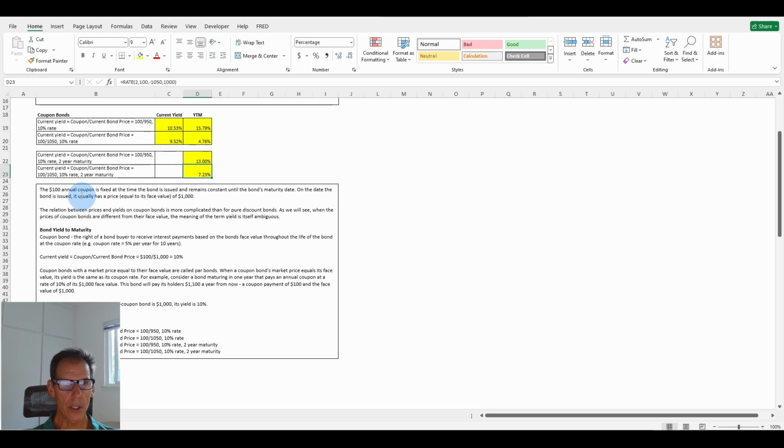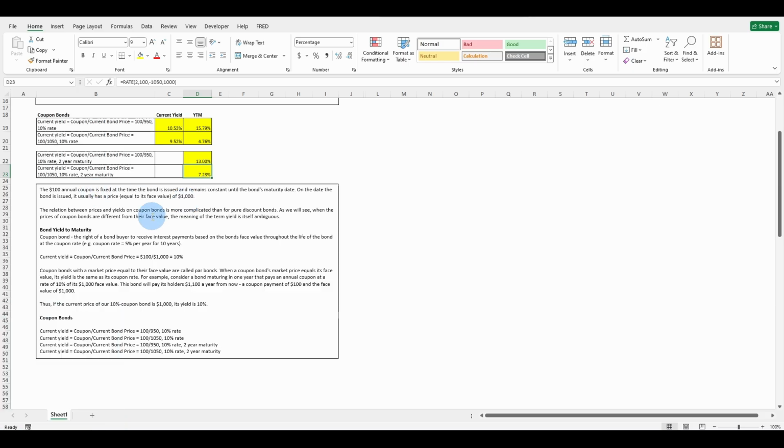I'd have to check. The $100 annual coupon is fixed at the time the bond is issued and remains constant until the bond's maturity date. On the date the bond is issued, it usually has a price equal to its face value of 1,000. The relation between price and yields on coupon bonds is more complicated than for pure discount bonds. As we will see, when the price of coupon bonds is different from their face value, the meaning of the term yield is itself ambiguous.